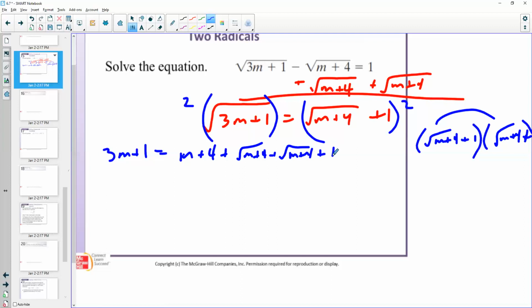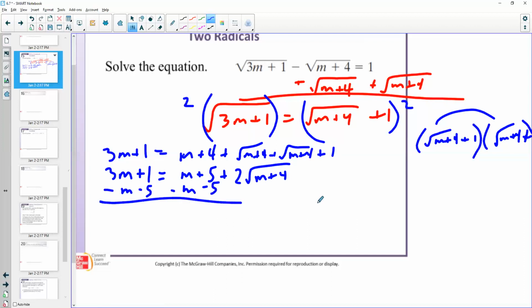Okay, so now I'm going to combine some stuff. I've got 3m plus 1 on the left. Over here, I've got m plus 5, 1 plus 4, plus 2 radical m plus 4s. Okay, I'm going to move what I can out of the way. Minus m, minus 5, minus m, minus 5. So on the left, I'm going to have 2m minus 4. On the right, I'm going to have 2 times radical m plus 4.